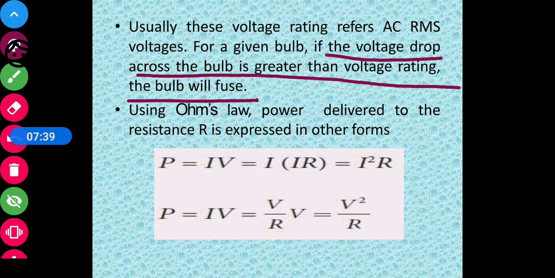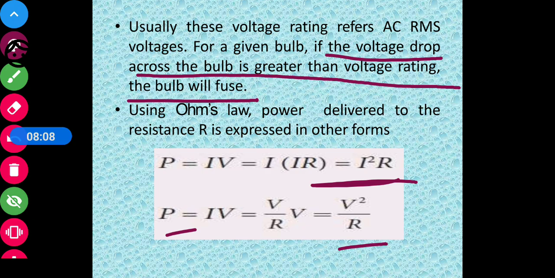Now suppose 220 volt is written and the power supply is more than 220 volt, the bulb gets fused, which is a very common phenomenon we come across at our homes. Sometimes when the power supply is high, the bulb gets fused. So using Ohm's law, the power delivered to the resistance R, we can change the expression: P is equal to I square R or P is equal to V square upon R.